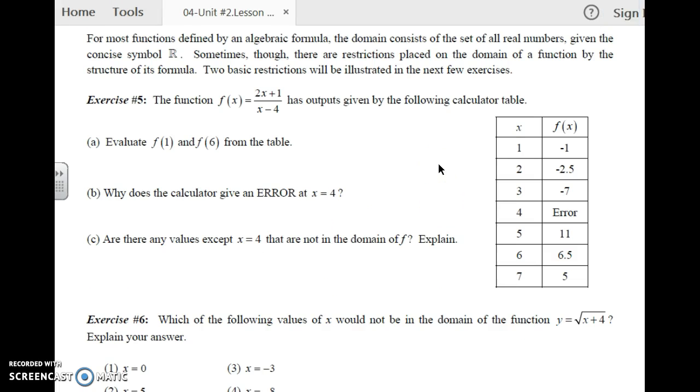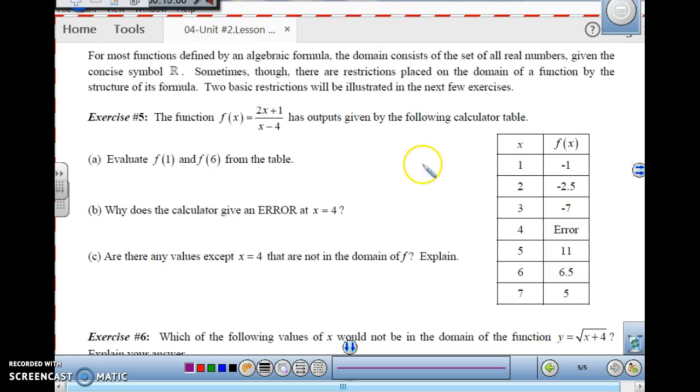Now we're also going to look at functions when they are defined by an algebraic formula. The domain will consist of the set of all real numbers, given the concise symbol capital R. It looks like this. Sometimes it'll look like this. That means all real numbers. Now, there are exceptions to this. There are restrictions placed on the domain by the structure of its formula. So let's take a look at a couple of the basic restrictions.